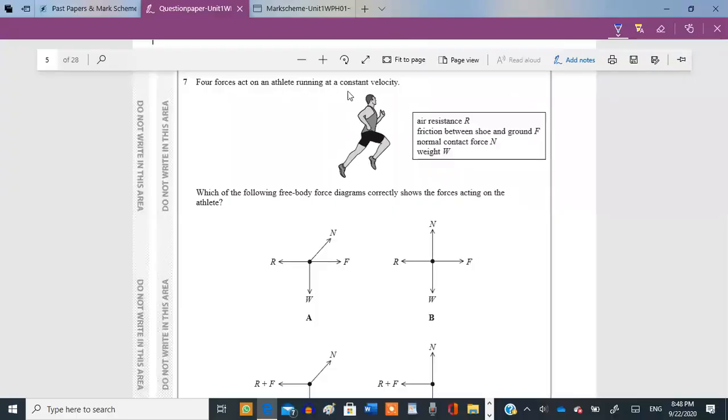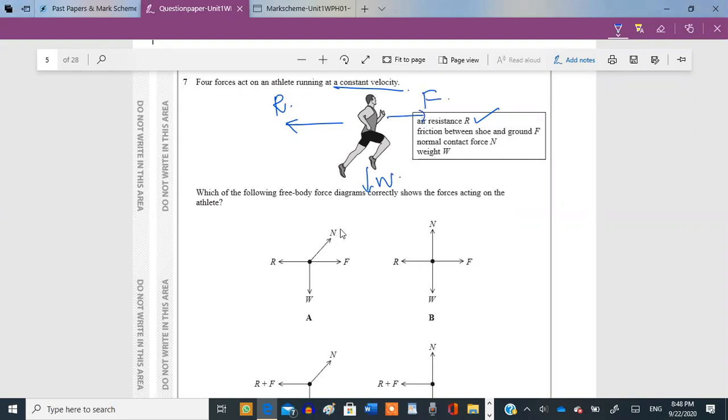Four forces act on the athlete. The reaction force. Why is the reaction force acting to the left? We'll see about that. It's not a reaction force, it's a resistance force. Oh, sorry, it's the resistance. Yeah, this is resistance, this is the weight. And as the athlete goes forward, the force is going to be forward.